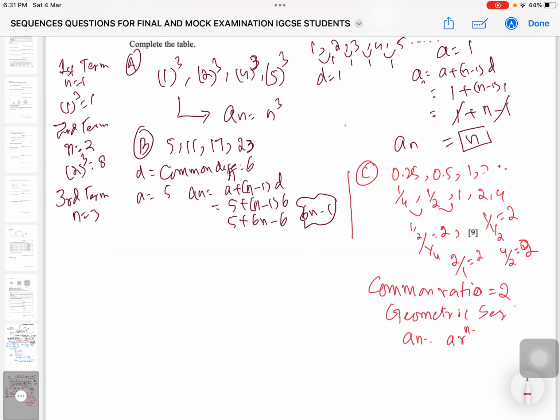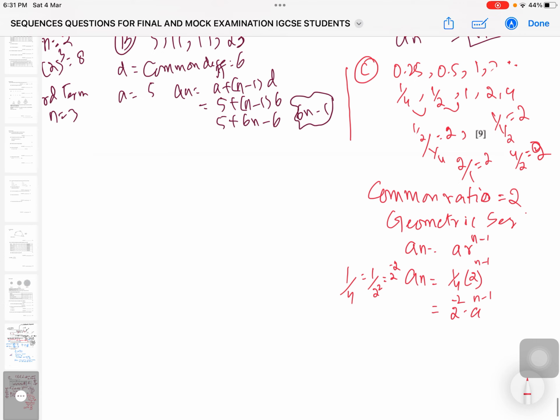Now for the nth term, this is n minus 1. So A is with us 1 upon 4, and R is with us 2. Now we can also write this as 2 power minus 2, because 1 over 4 is 1 upon 2 power 2. So 2 power minus 2 into 2 power n minus 1 becomes 2 power n minus 3. That is the nth term.